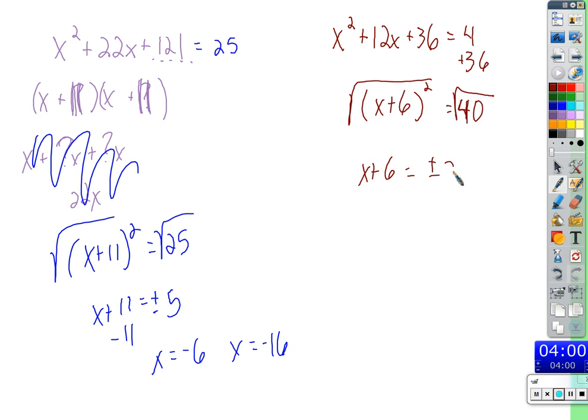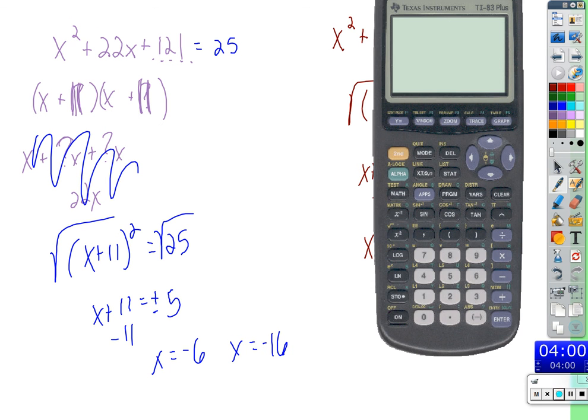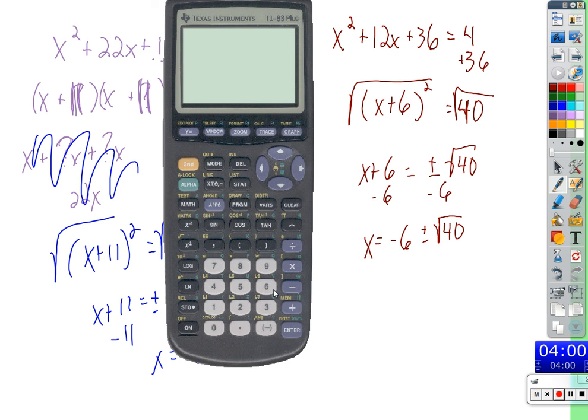x plus 6 equals plus or minus the square root of 40, whatever that comes out to be. I'm going to subtract 6 from both sides. So x equals negative 6 plus or minus the square root of 40. This is a fine final answer. If you want to get the decimals, you can take negative 6 plus the square root of 40. Turn on your calculator. That gives 0.325. Change it to negative 6 minus the square root of 40, negative 12.325.